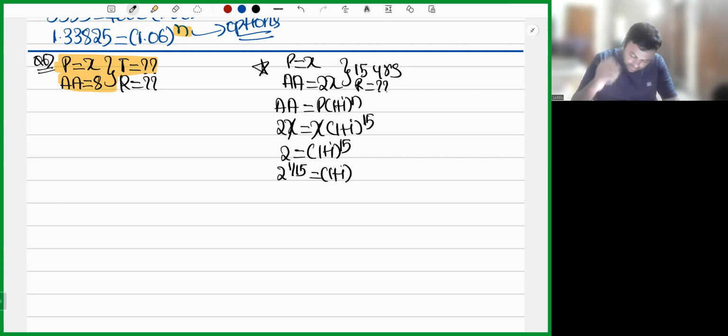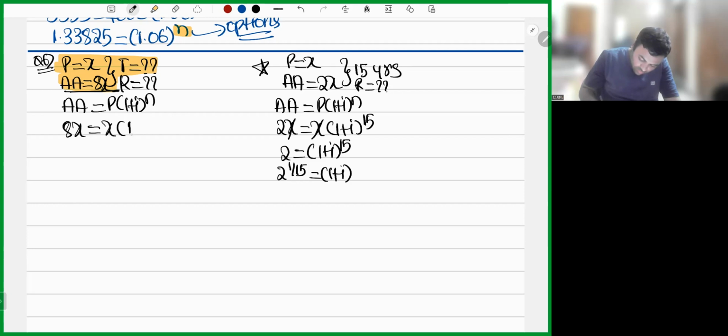Okay, next. Now, in this case, let us take accumulated amount 8x. Accumulated amount is equal to P into (1 plus i) whole power n. 8x is equal to x into (1 plus i) whole power n. x cancels. 8 is equal to, what is 1 plus i, my dear friends? 1 plus i is 2 power 1 by 15. So 2 power 1 by 15 into n.